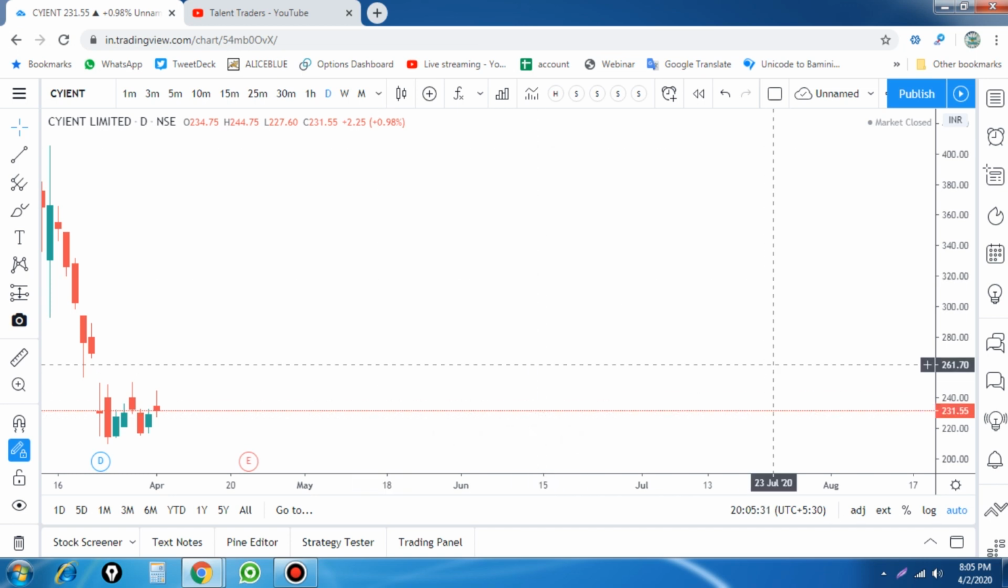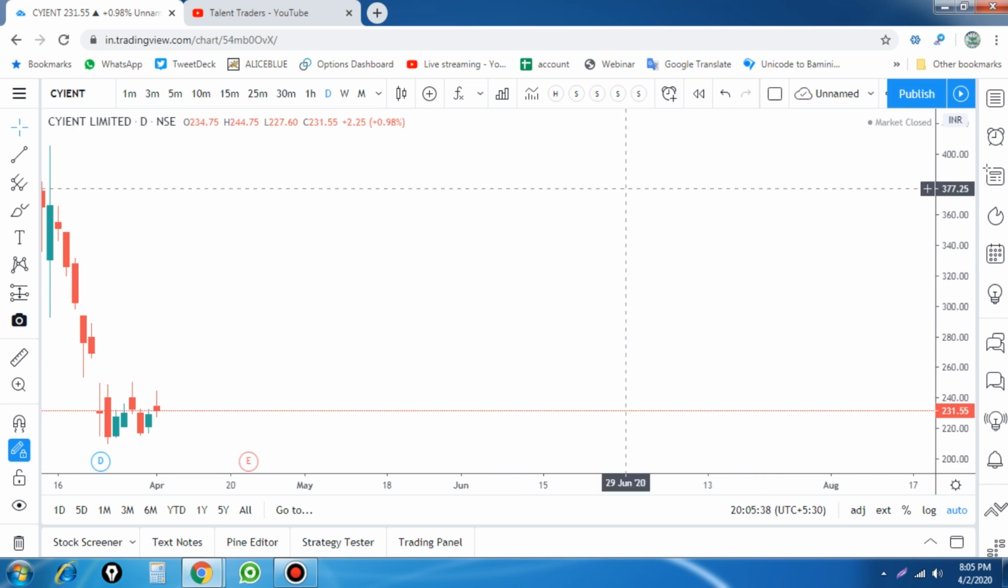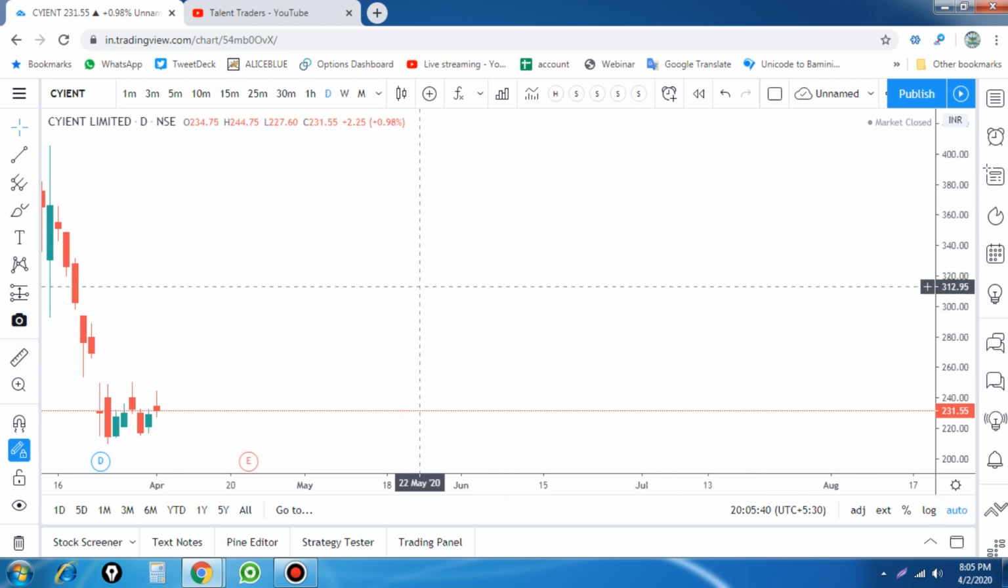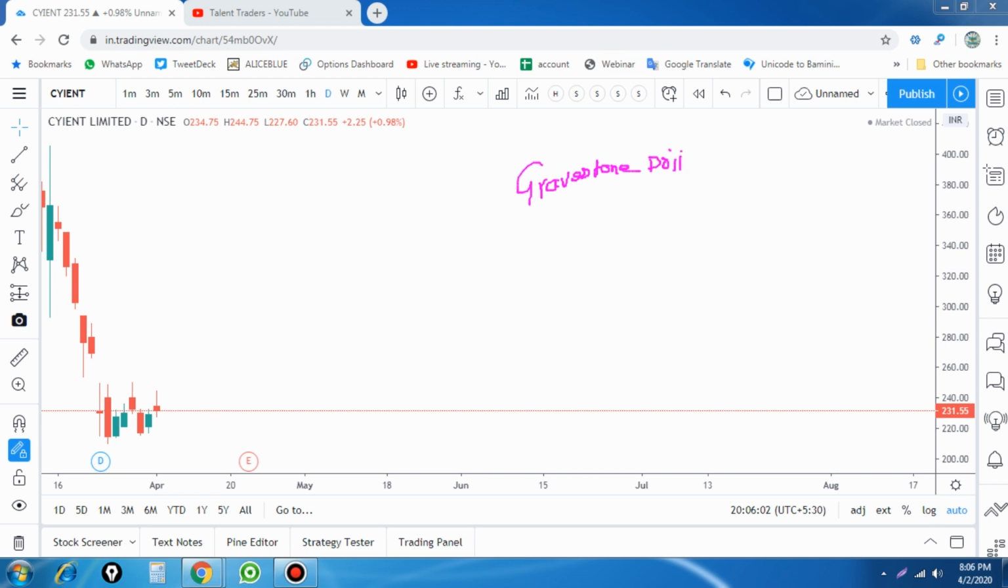The doji we saw has four types. Here we are going to see the four-priced doji first, which does not happen in most cases, and this doji only appears in illiquid stocks. So we ignore the first doji, the four-priced doji. But here we are going to use the gravestone doji, which is also valid and important.